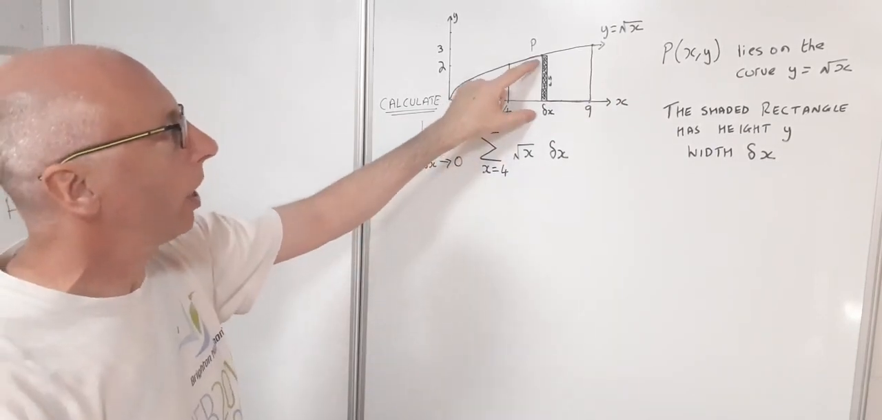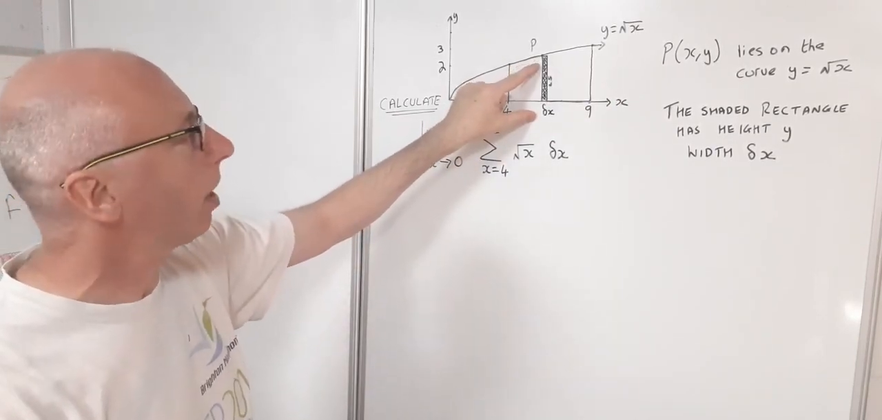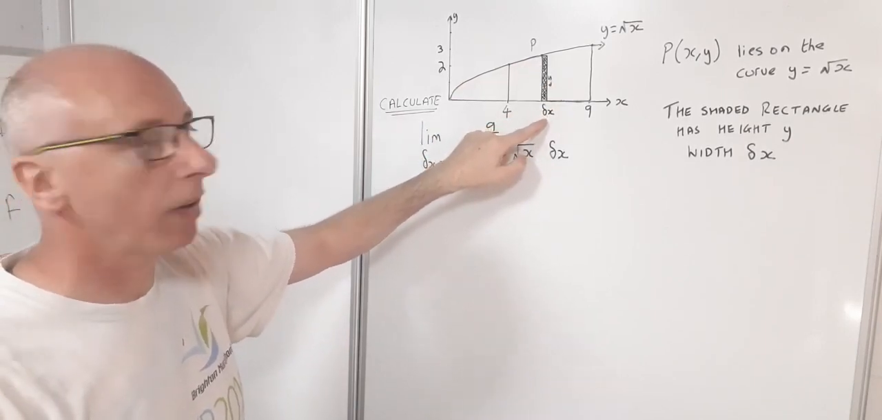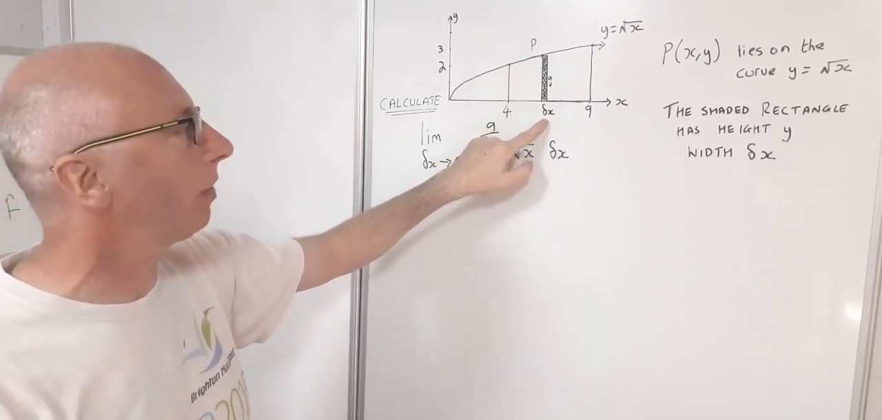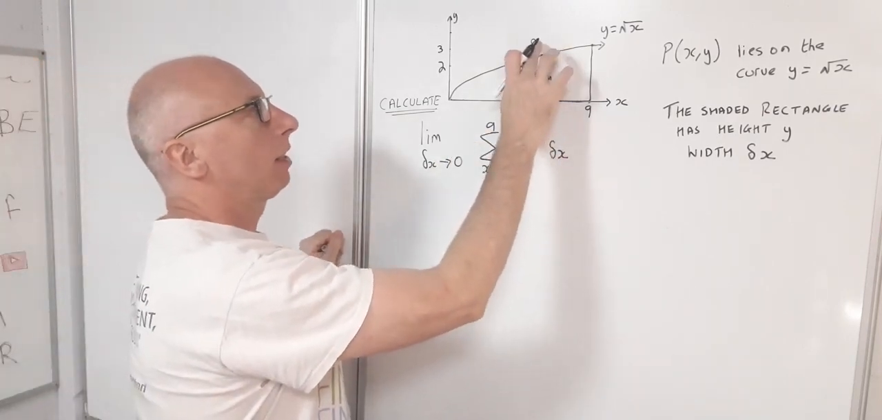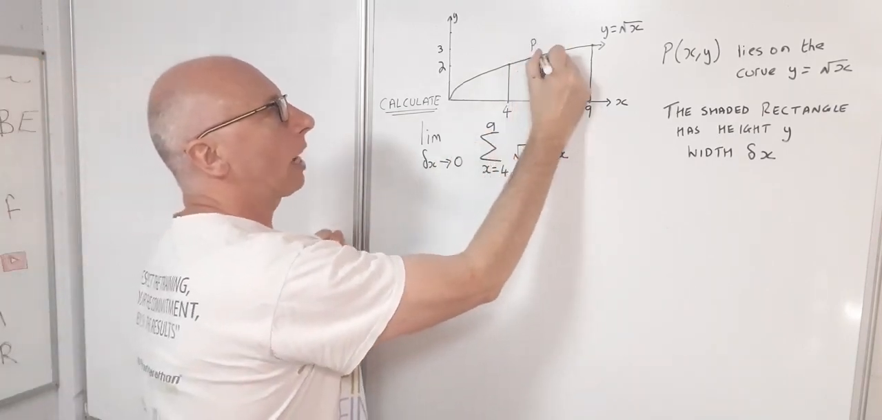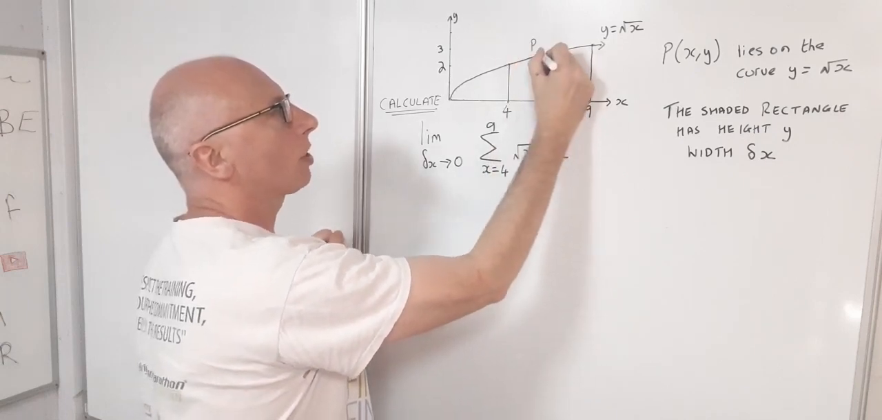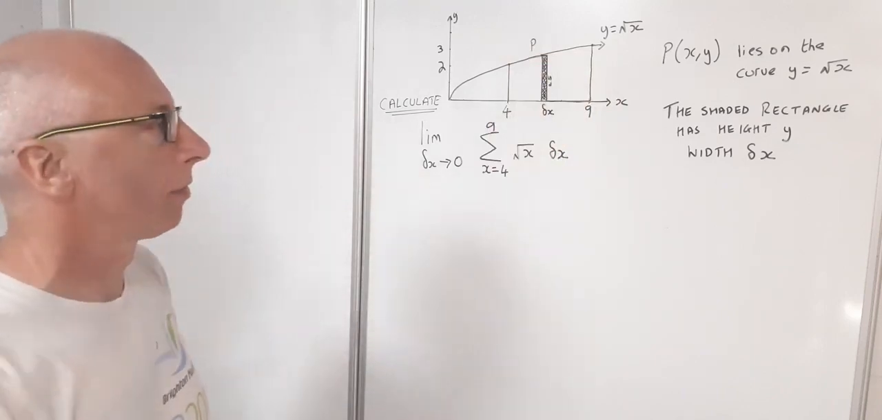And there's a shaded rectangle inside with height y and width delta x, so it's a very small amount of value of x, and this point P lies on the top of it. As it's a rectangle, it doesn't quite touch the whole of the curve, just this corner touches the curve.